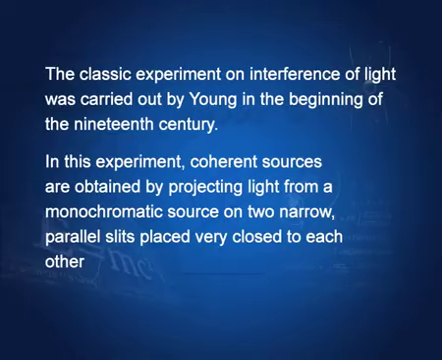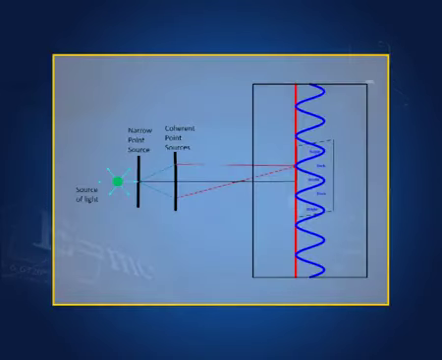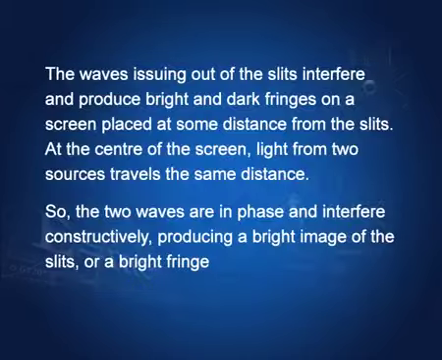Now, the classic experiment on interference of light was carried out by Young in the beginning of the 19th century. In this experiment, coherent sources are obtained by projecting light from a monochromatic source on two narrow parallel slits, as I showed you earlier. The light falls here, and then this goes and falls on these two slits. These slits are very narrow, and they then go further and interfere. The waves issuing out of the slits interfere and produce bright and dark fringes.